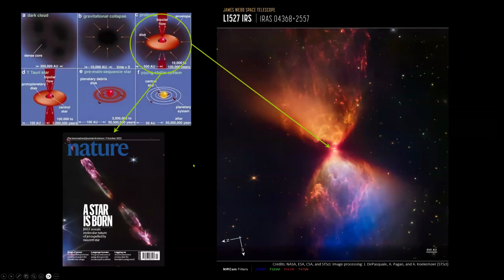Here's another example where we're seeing the circumstellar disk edge on. This little black line here is that disk seen edge on. We can see these giant outflow jets emitting from the poles. And here's another example on the cover of Nature magazine. And with observations like this, we're able to better understand how stars form, and we can understand the chemistry and dynamics of what we're looking at here.